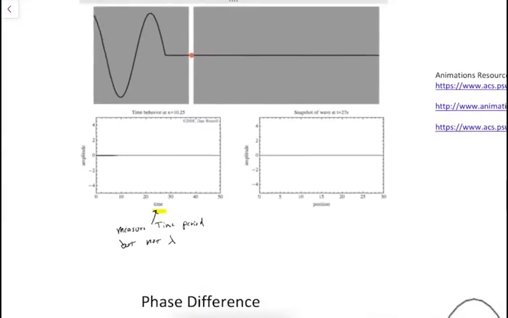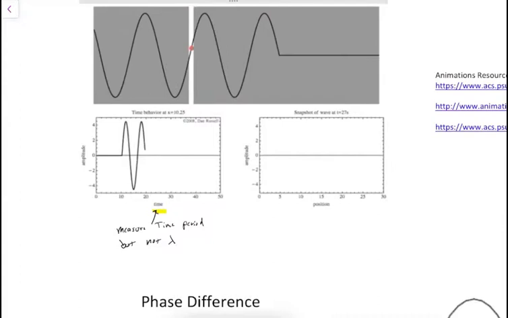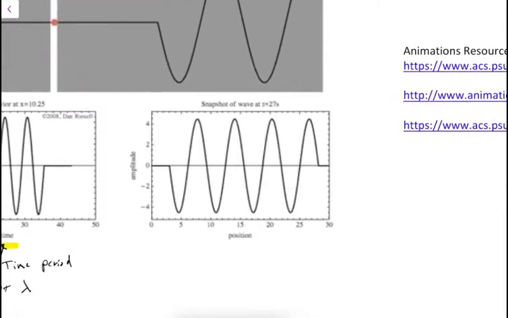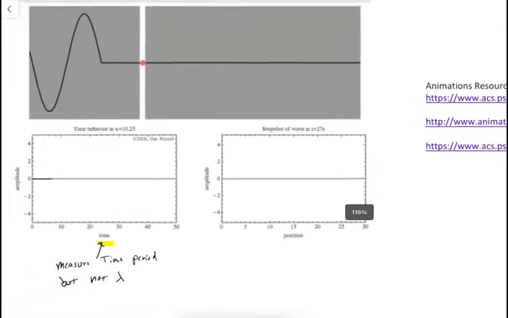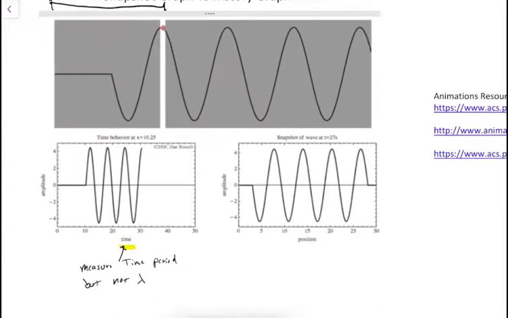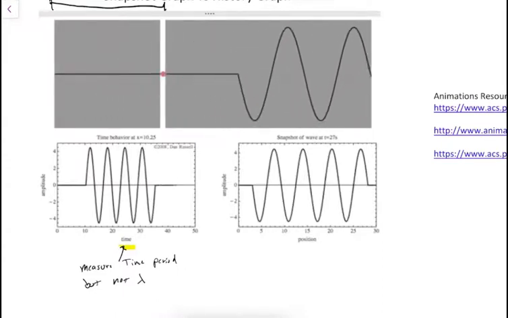Whereas if we look at the snapshot graph, we're looking at a specific point in time. We can't measure time if we've stopped time and looked at it. And that is the snapshot of the wave at t equals 27 seconds. This is a little harder to see, but I want you to think of, okay, when does the graph pass 27 seconds?